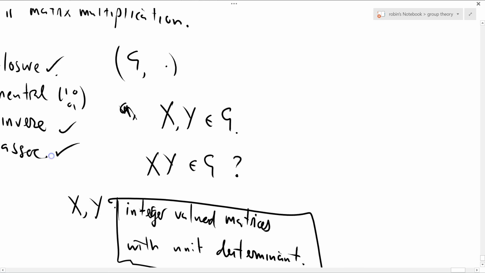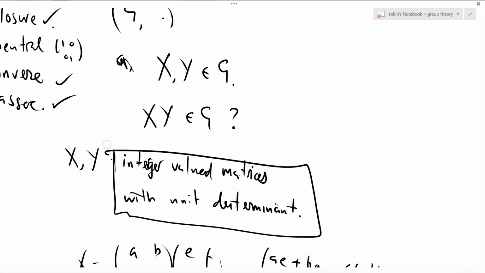So this is in fact a group. Integer valued matrices, or at least 2 by 2 integer valued matrices, with unit determinant. And that's a nice example of a group. It's discrete because it's integers, there's no continuous real numbers or anything there, but it's nevertheless infinitely large. Very, very useful and interesting group in many areas of mathematics, that. I'm going to stop there.